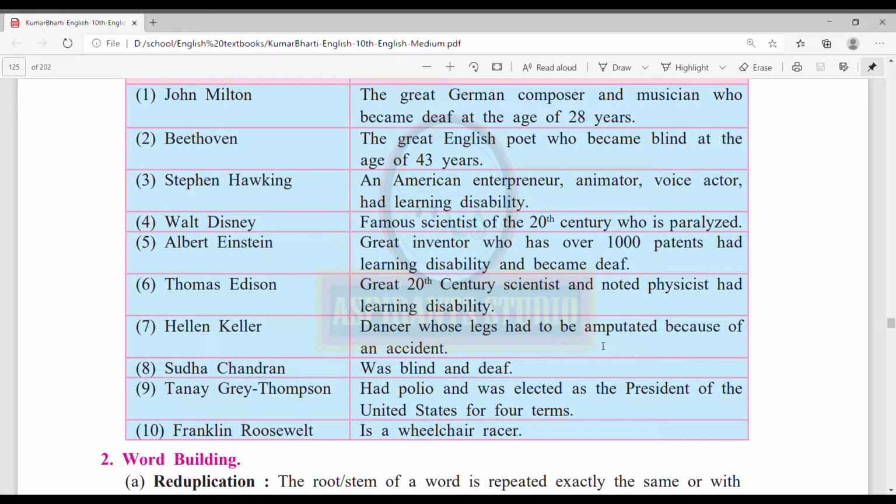Great 20th century scientist and noted physicist had learning disability. Dancer whose legs had to be amputated because of an accident, was blind and deaf, had polio and was elected as the President of the United States for 4 terms, is a wheelchair racer. Now we will match.